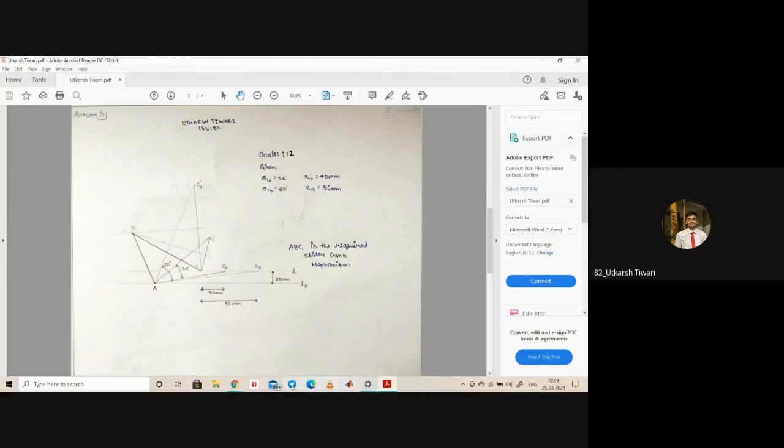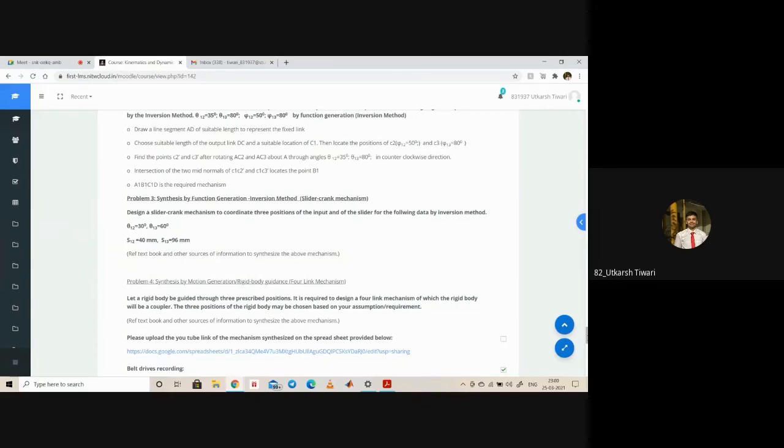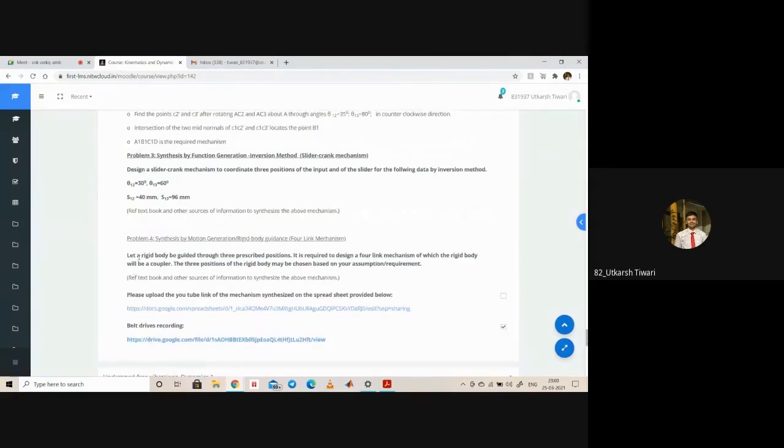So the fourth question is: let a rigid body be guided through three prescribed positions. It is required to design a four link mechanism of which the rigid body is the coupler. The three positions of the rigid body may be chosen based on your assumption or requirement. So here's the solution of the fourth question.